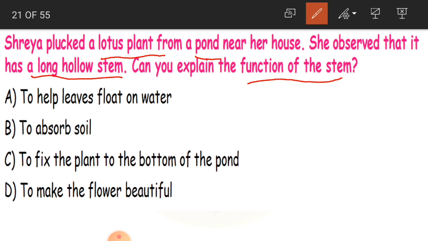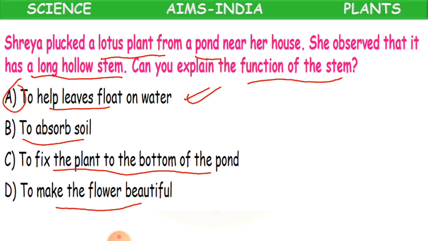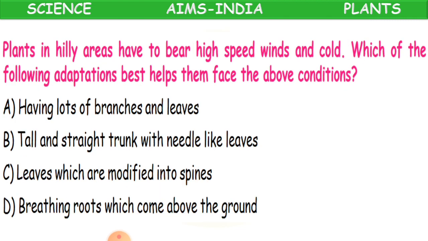The options are: to help leaves float on water, to absorb soil, to fix the plant to the bottom of the pond, or to make the flower beautiful. Okay, what does this stem do, children? It helps the leaves to float on the water. So that is why A is our correct answer. Clear children? Now the fourth question.